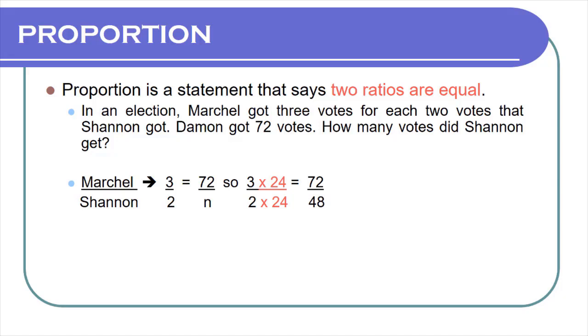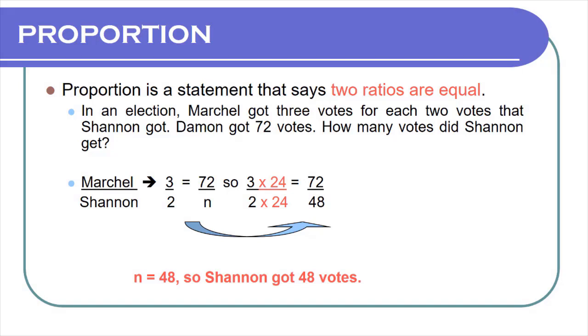Because proportion is two ratios that are equal, you can see in the numerator 3 is equal to 72. It means that to change 3 to 72, you need to multiply by 24. So, to find the value of n, you need to do the same, which is multiply 2 by 24. So you get 48. It means the value of n is 48. So Shannon got 48 votes.